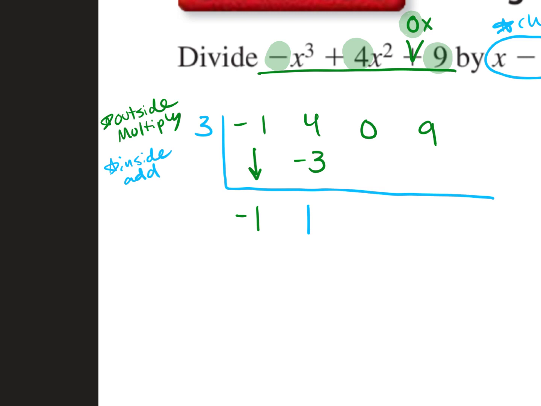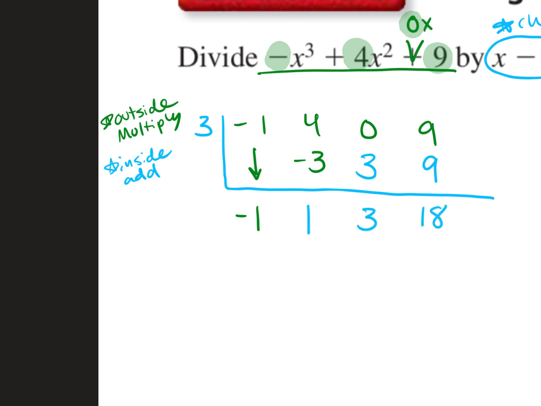Now outside the box, we multiply. 3 times 1? 3. Inside the box, we add 0 plus 3? 3. Outside the box, we multiply. 3 times 3? 9. Inside, we add 9 plus 9? 18.